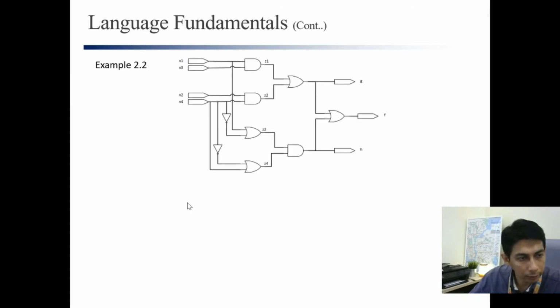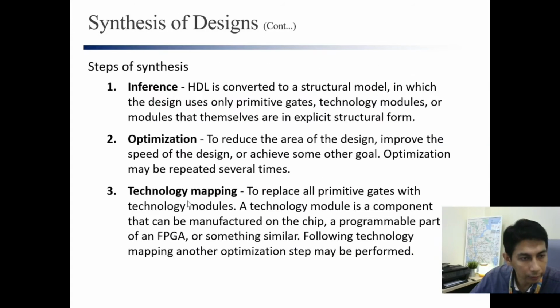Okay, so let's go to synthesis of design. Here we have the steps of synthesis. There are 3 steps. The first one is inference. Inference is replacing or converting the HDL code to the structural model. So this is what Quartus 2 does when you click the analysis and synthesis button. It will give you the structural model or netlist of your circuit, right? And it will be converted to what we call primitive gates. For example, you describe the AND gate, so it will give you an AND gate, or technology modules.